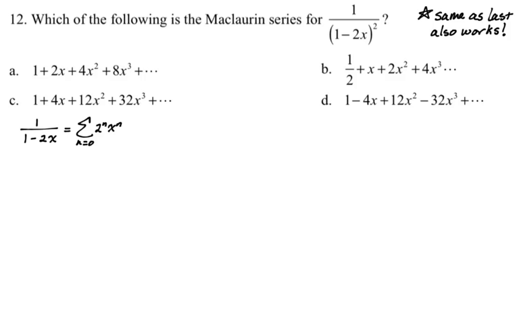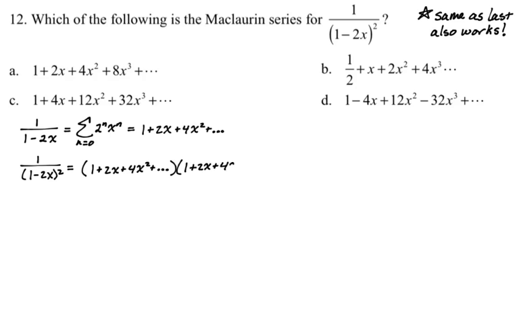I like to break it out so that it's like every base with its own power. Let's write a couple terms of this. So this will be 1 plus 2x plus 4x squared plus, goes forever. So if I were to square this, squaring 1 over 1 minus 2x is equivalent to squaring this series that I just wrote. The issue is there's an infinite number of terms, so multiplying an infinite number of terms is pretty annoying.